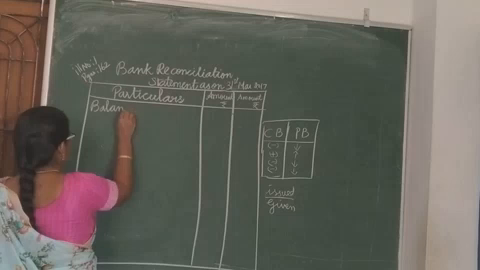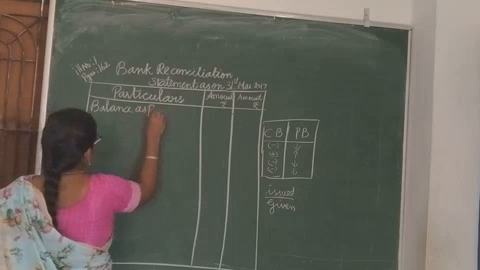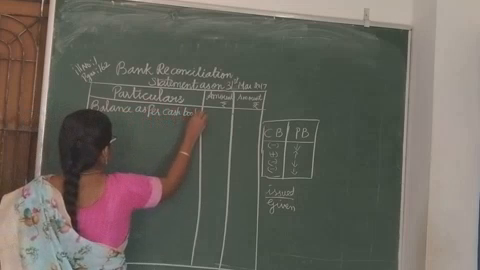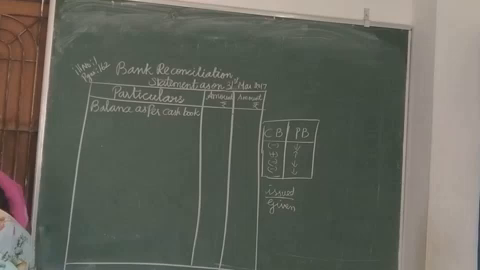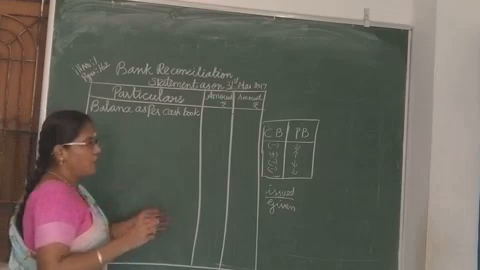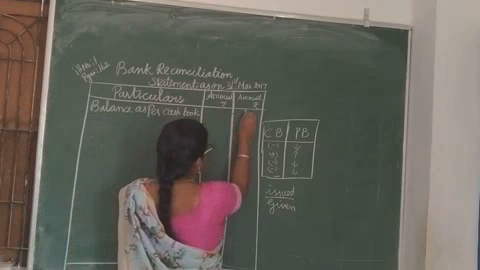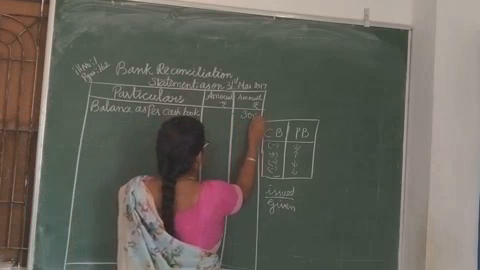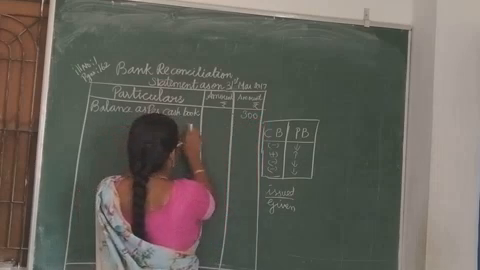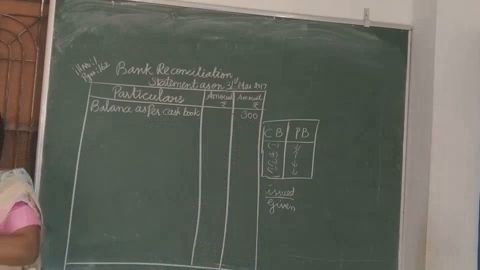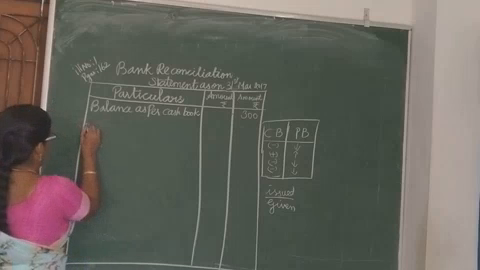Balance as per cash book. What is the balance they have given? 300. So that balance, what we have to write? This is the inner column. This is the outer column. In the outer column, in the same line, we have to write the 300. Then the first item we have to write is add alone. So add we can write.